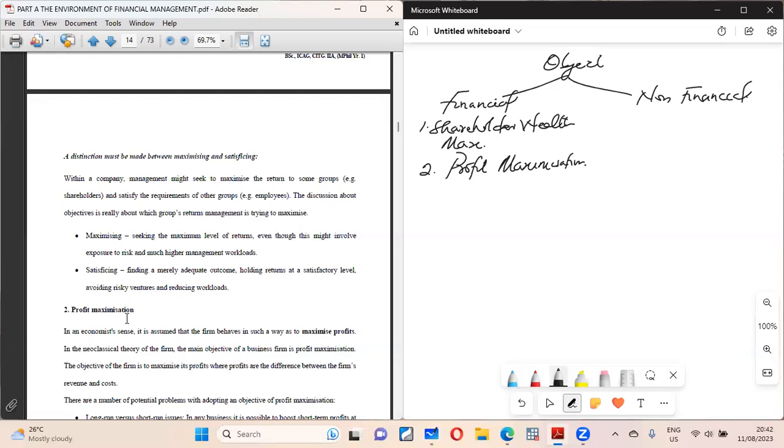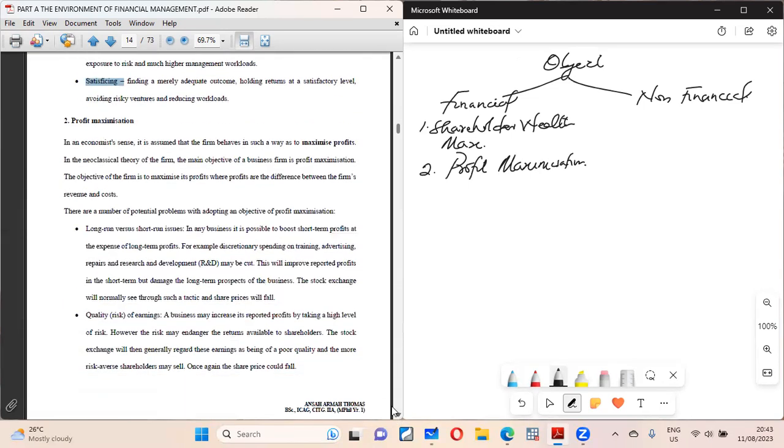They have examined this before: distinguish between shareholder wealth maximization and satisfaction. So I brought it in your manual for you. Maximization is seeking the maximum level, so enough is never enough. When you have one, next time you want two. When you have two, next time you want three. But satisfaction is just a mere adequate outcome. You have some level, you're okay, you have avoided some risk, you have reduced some workload, and you are satisfied. But maximization is never satisfied. It is something on top of satisfaction. And like you said, profit maximization is also a financial objective.